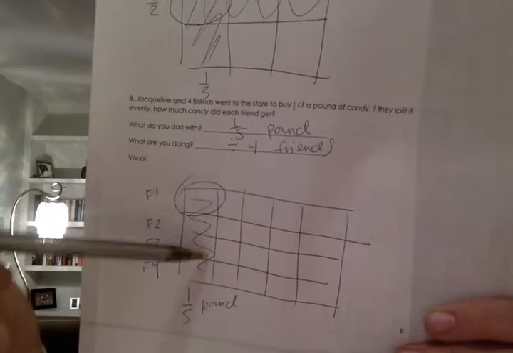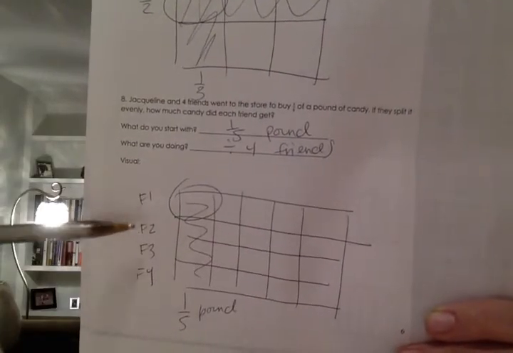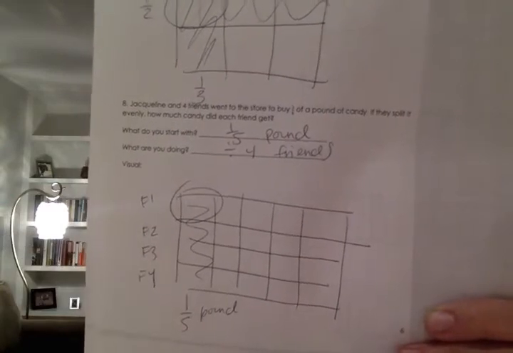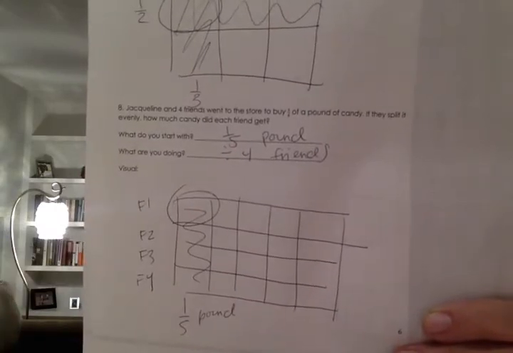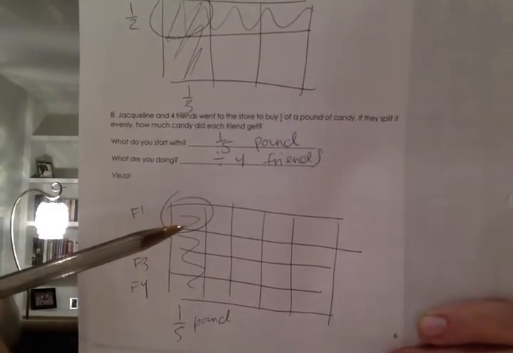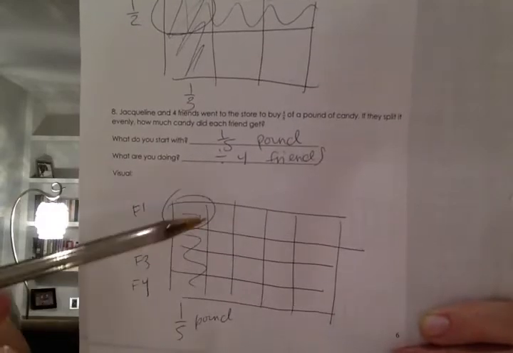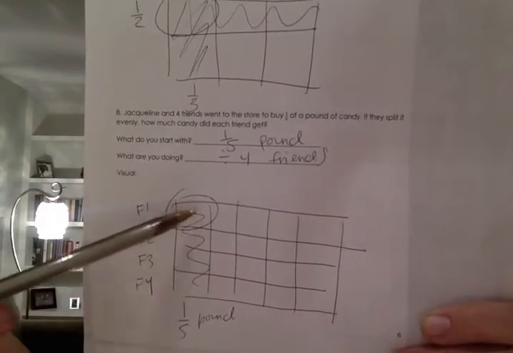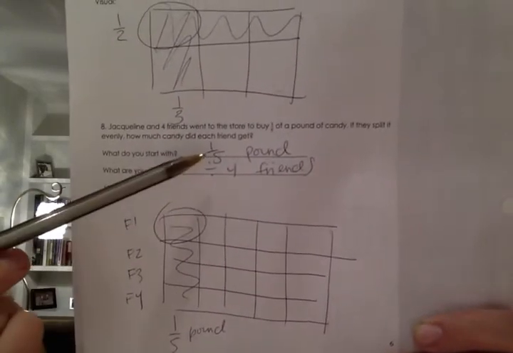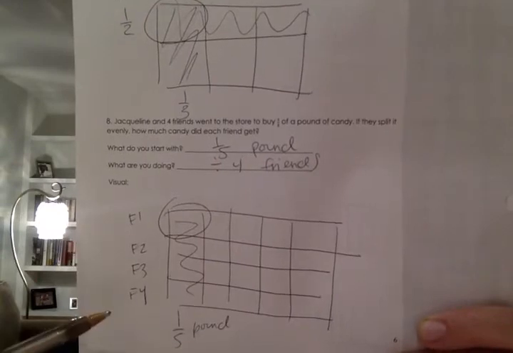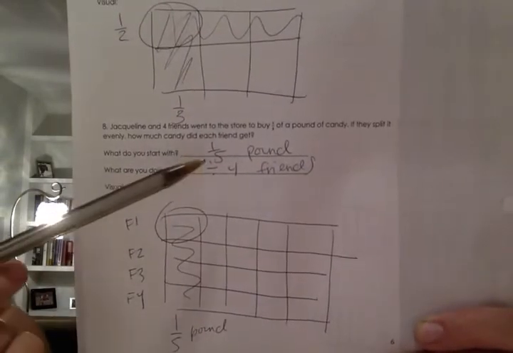So I started by drawing 1/5, I shaded the 1 out of 5, and then I divided it in the other direction into friend 1, friend 2, friend 3, and friend 4. I only care about what one friend gets, so I circled just friend 1. Friend 1 is going to get 1 out of 1, 2, 3, 4. I know there's 5 going in that direction, so 1 out of 20. The equation for this type of problem is 1/5 times 1/4, or 1/5 divided by 4.